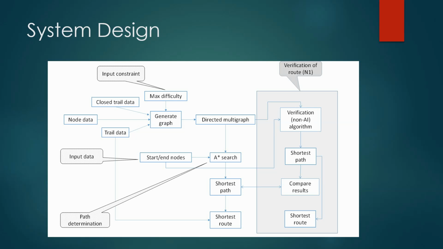Here's the system design. Input is the starting and end nodes, as well as a constraint on the maximum difficulty. The mountain representation is this trail data, node data, and closed trail data. That generates a directed multigraph. Then I create the two agents, one using the A-star search, one using Dijkstra's algorithm. They come up with the shortest path and compare the results to verify. And from the shortest path, the shortest route, which is the list of trails to get from one node to the next, is generated.